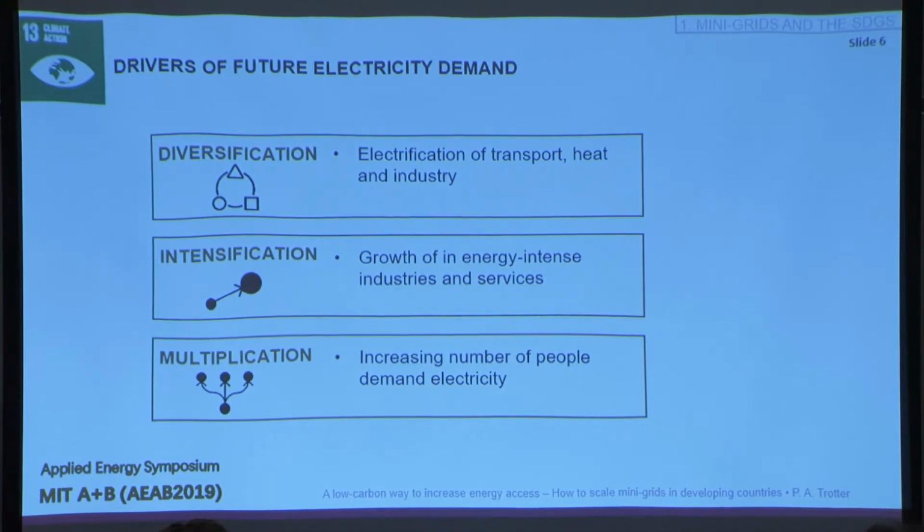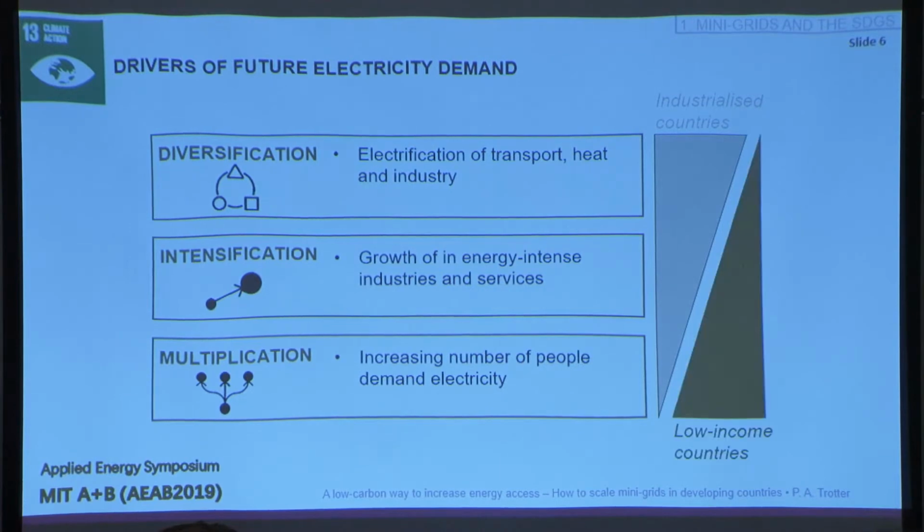And now I was positively surprised in this conference. We heard it time and time again that there's a huge difference now between developed or industrialized countries and low-income countries, where this demand is coming from, right? This whole issue of diversification and intensification are really things that we in industrialized countries are worried about, but our population growth is more or less stagnant or even slightly decreasing, whereas in low-income countries, the demand for electricity is driven mainly from multiplication and a little bit of intensification. So the 2 problems are quite different.